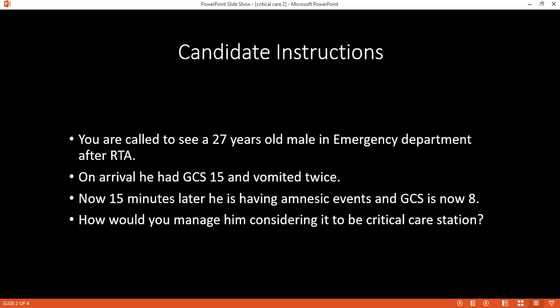Considering that the patient had a Glasgow Coma Scale of 15, and now after a while it has dropped down to 8, what is this condition called? And the patient is having amnesic events as well. I think it means the patient has a lucid interval. What is a lucid interval? A lucid interval is a temporary improvement in the patient's condition, followed by a sudden deterioration in clinical condition, with loss of consciousness.